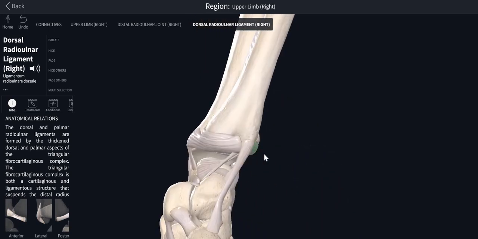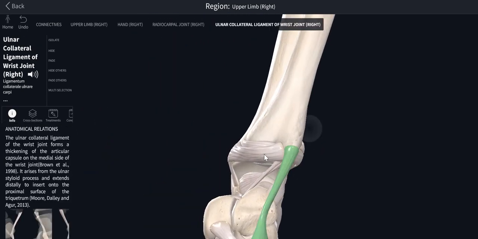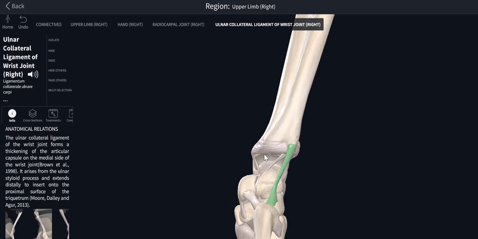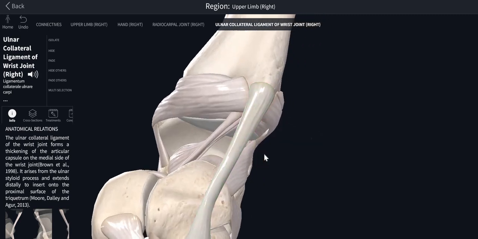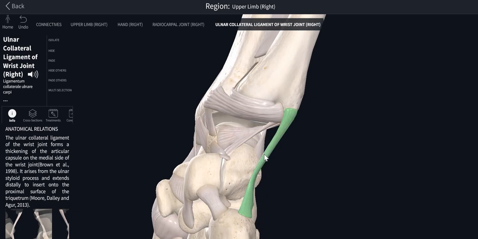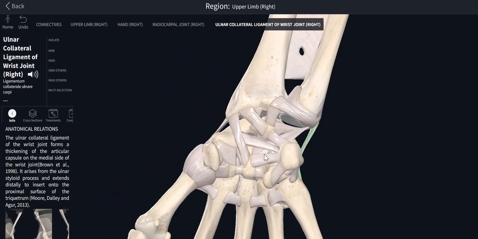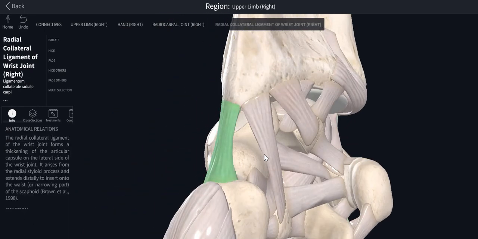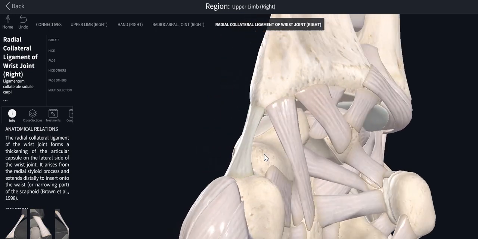Then we have medially, we have this ligament right here. This medial ligament is also called the ulnar collateral ligament of the wrist joint. And it joins between the styloid process of the ulna and goes all the way to the triquetrum or attaches to the triquetrum bone. Then we have on the lateral side, we have this ligament, and it is also called the radial collateral ligament of the wrist joint, and it joins between the styloid of the radius all the way to the scaphoid bone, attaches to the scaphoid bone.